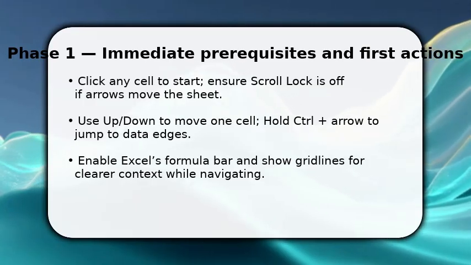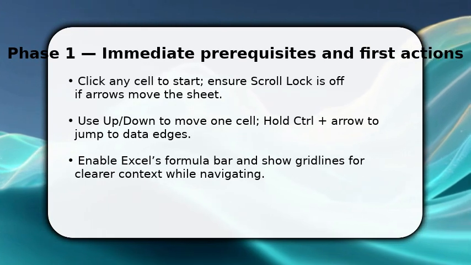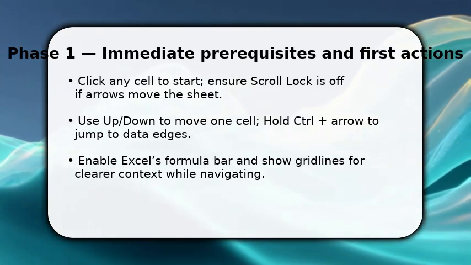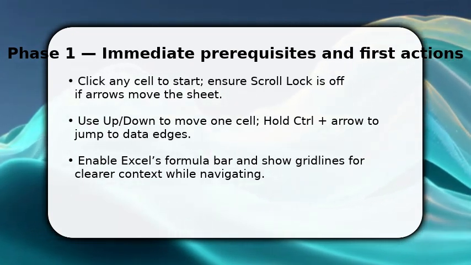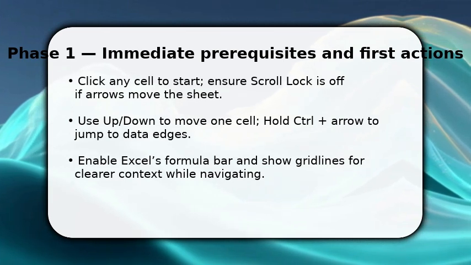You begin by selecting a cell and immediately using the up and down arrows to move. Once done, check Scroll Lock. If enabled, arrows will scroll the sheet instead of moving cells, so turn it off. Make sure you understand the difference.